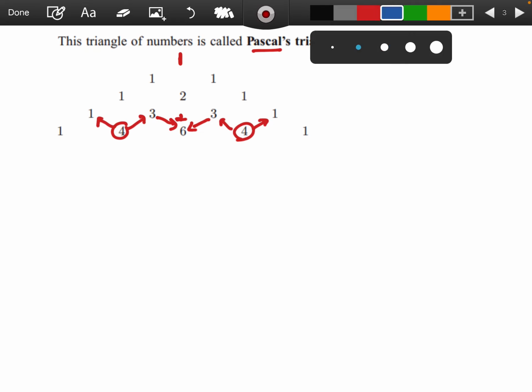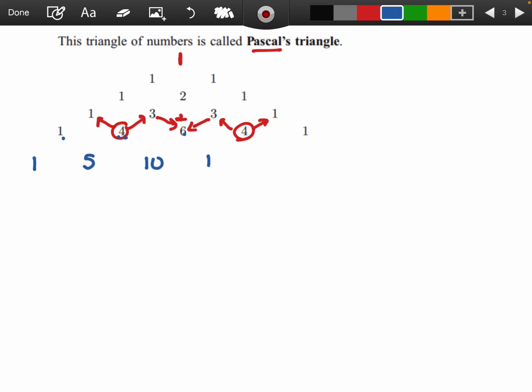If I wanted to add another line, you're always going to start with 1. Then I take the 1 and the 4, and that gives me a 5. The 4 and the 6 gives me a 10. The 6 and the 4 gives me another 10. Then that gives me another 5. And then we always end with 1. You could keep extending that triangle forever. You'll always be given the triangle on tests and things, but you may be required to add an additional line depending on the type of question that's asked of you. So you need to understand how to generate another line of this triangle.